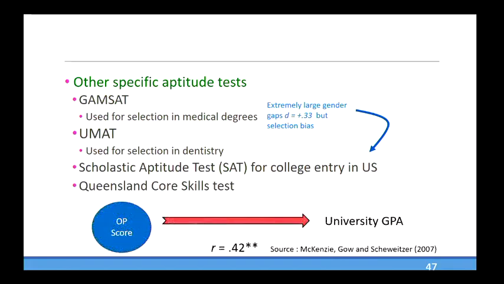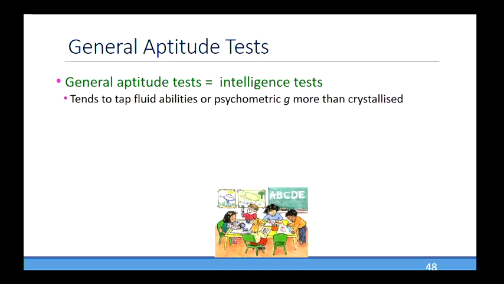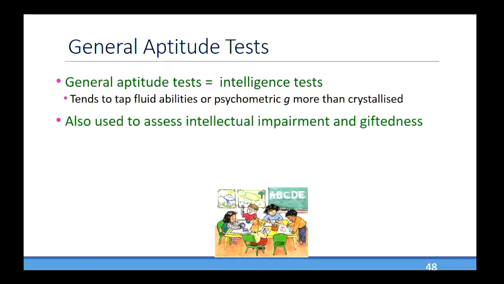The Queensland Core Skills Test, well, we've seen here there's a correlation, but it's not a huge correlation, and there's lots of other factors that explain your GPA other than your OP score. Now, general aptitude tests, effectively they're intelligence tests, as I mentioned. They tend to tap fluid abilities, or what we call psychometric G, far more than they do crystallised abilities. It's also used to assess intellectual impairment at one end of the spectrum or intellectual giftedness at the other.